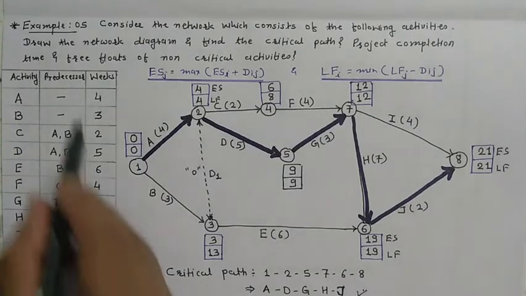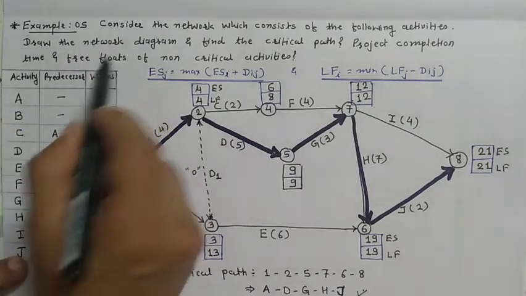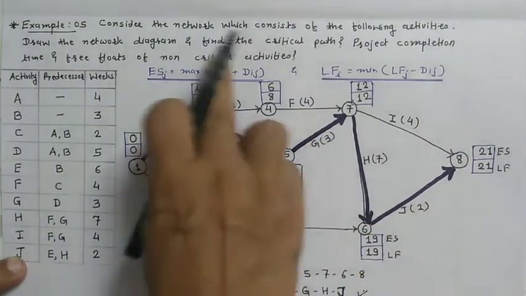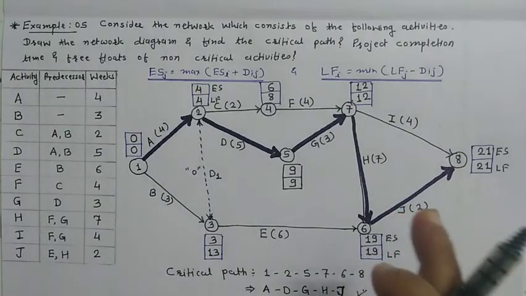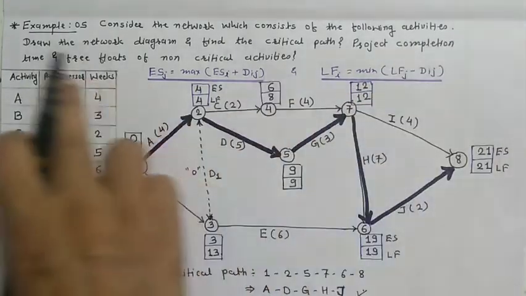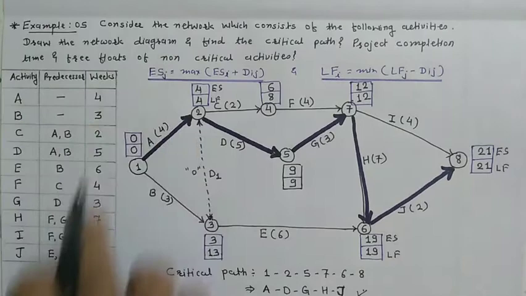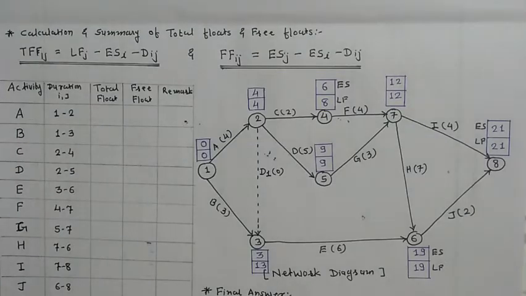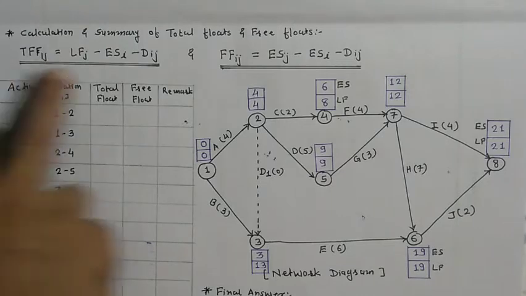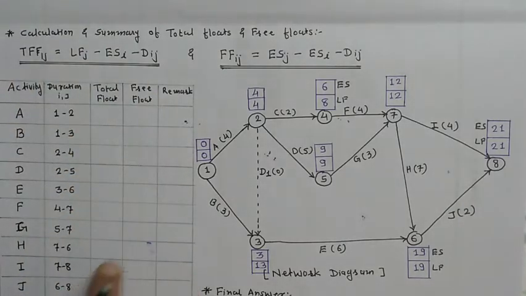So as mentioned in the example, draw the network diagram. So this is our network diagram, and find the critical path. So this is our critical path. Now we have to find out the project completion time and free floats of non-critical activity. For this, I have just drawn the table in which we'll write down the values of total floats and free floats for non-critical activity.